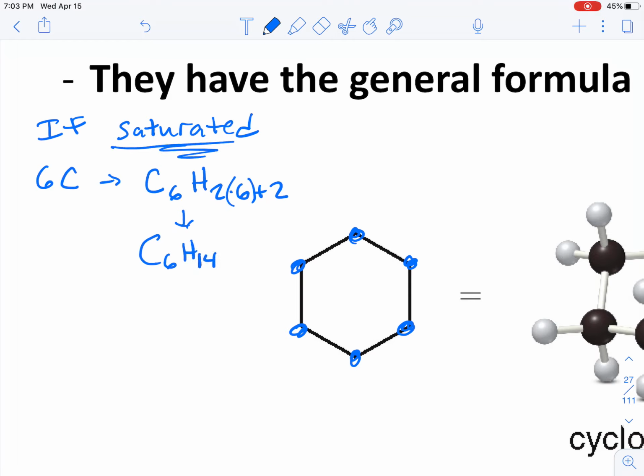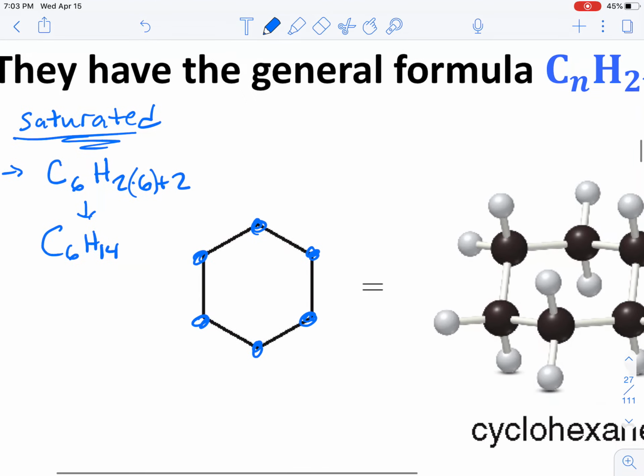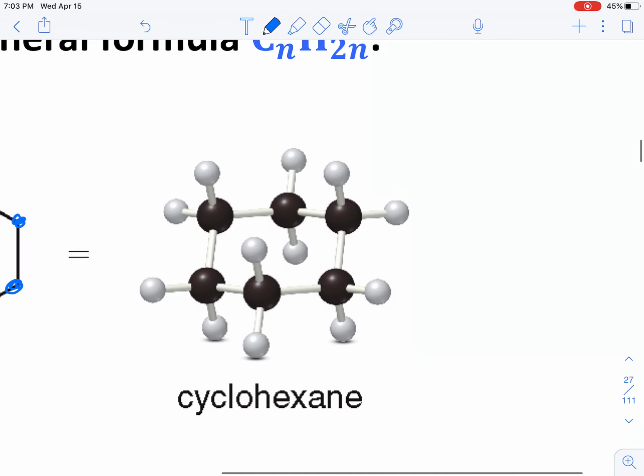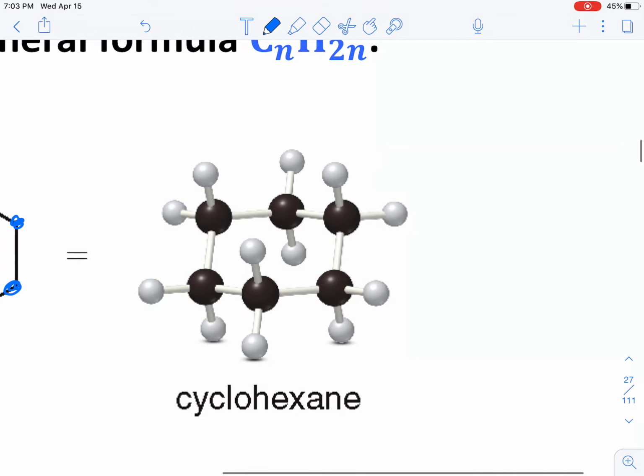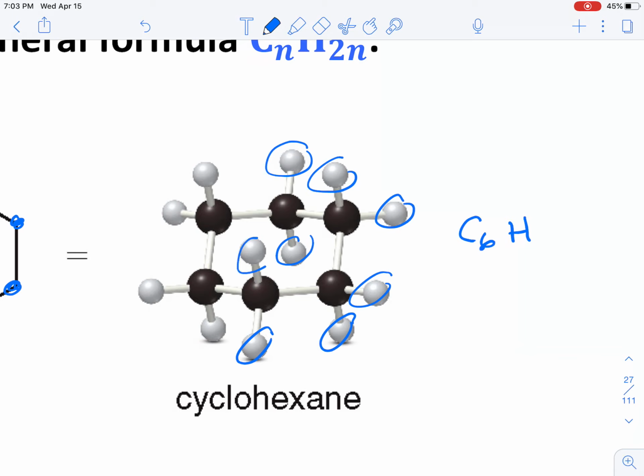And so that is if this compound is saturated with hydrogens. Now, if you look at the acyclic form, here it's just drawn for us. So this is cyclohexane. The black spheres represent the carbons. So we still have 6 carbons. But if you count the number of hydrogens, we have 1, 2, 3, 4, 5, 6, 7, 8, 9, 10, 11, 12. We have 12 hydrogens for this cyclohexane, which is a cyclic alkane.